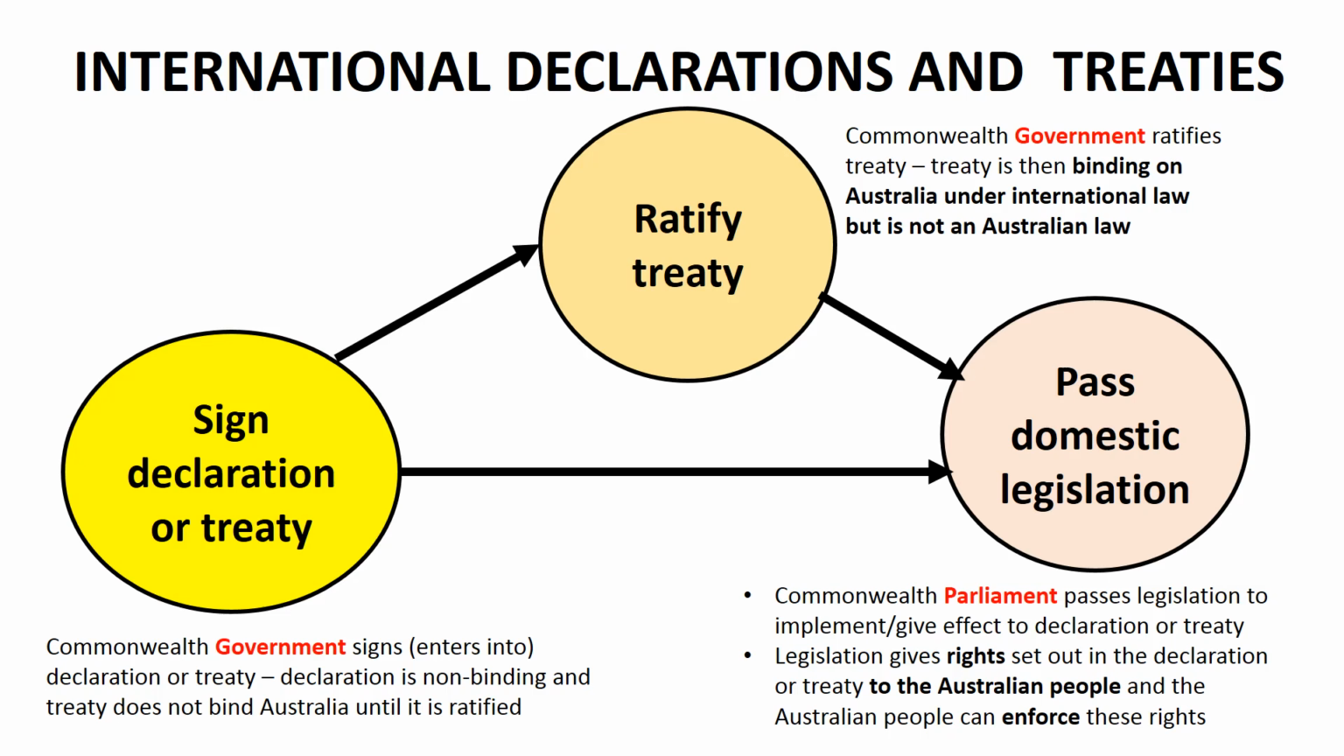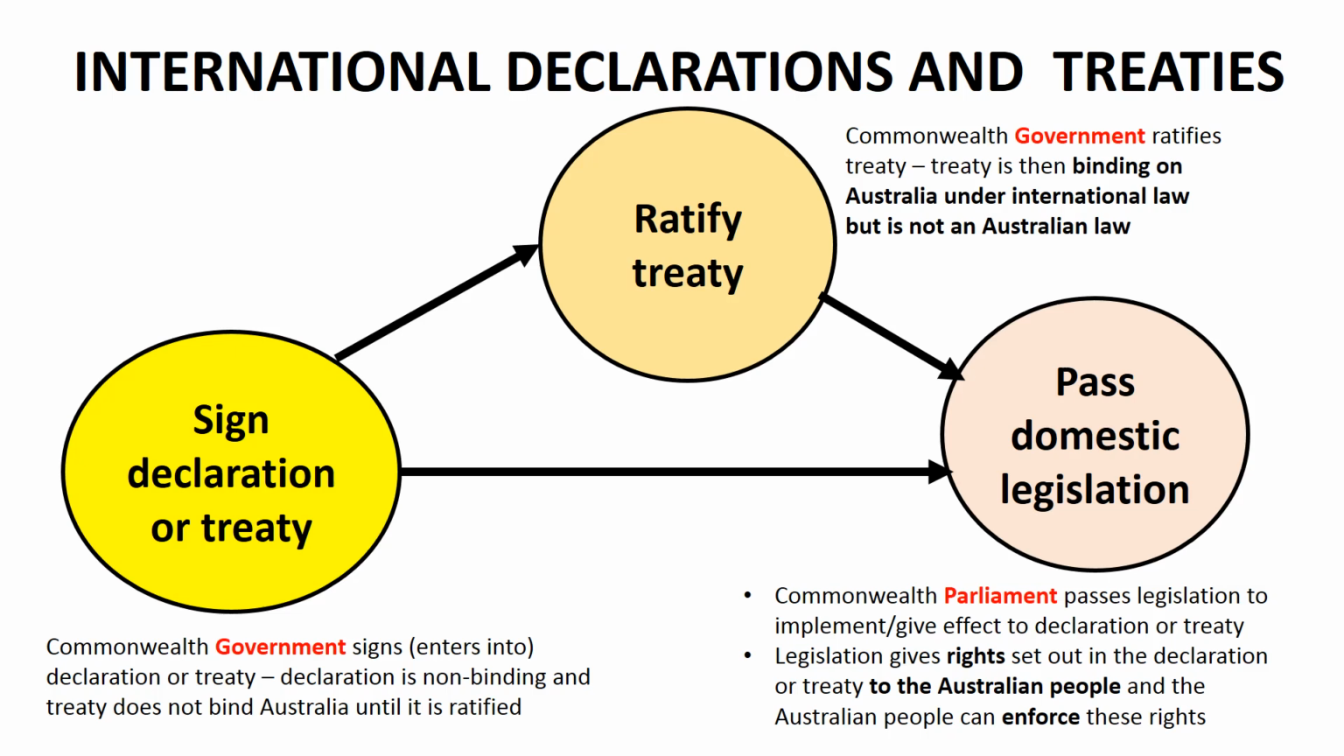For Australia to become a party to a declaration, the Commonwealth Government must first sign or enter into that declaration. Now remember that an international declaration is not binding, so even when Australia has signed an international declaration, it's not bound to implement or give effect to the rights contained in that declaration. Nonetheless, the Commonwealth Parliament might then choose to pass legislation that does implement or give effect to that declaration.